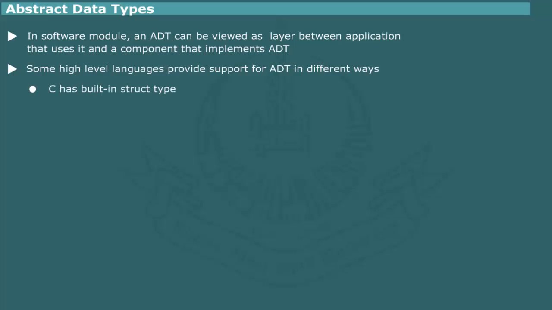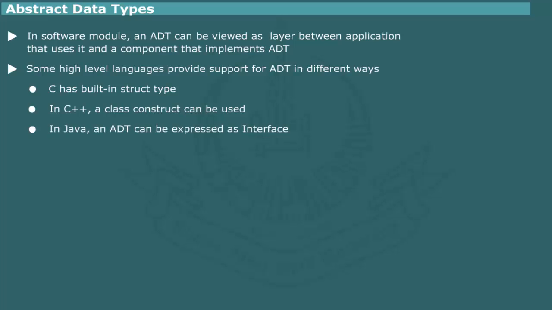C has a built-in struct type, which together with other user-defined functions can facilitate the implementation of an ADT. In C++, a class construct is available for the implementation of ADT. The class constructor creates a new ADT object. The operators can be implemented through public methods. In Java, an ADT can be expressed as an interface, which is essentially an abstraction of associated operations provided by ADT.